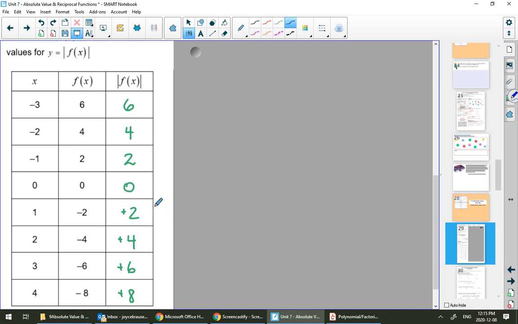And so if you take a look here, all of our positive values have stayed positive. So 6 stays 6, 4 stays 4. But as soon as we get into those negative y values, all of our negative y values have now become positives. So all of our parts of the graph that would be in the negatives for y have now moved into the positives for y.